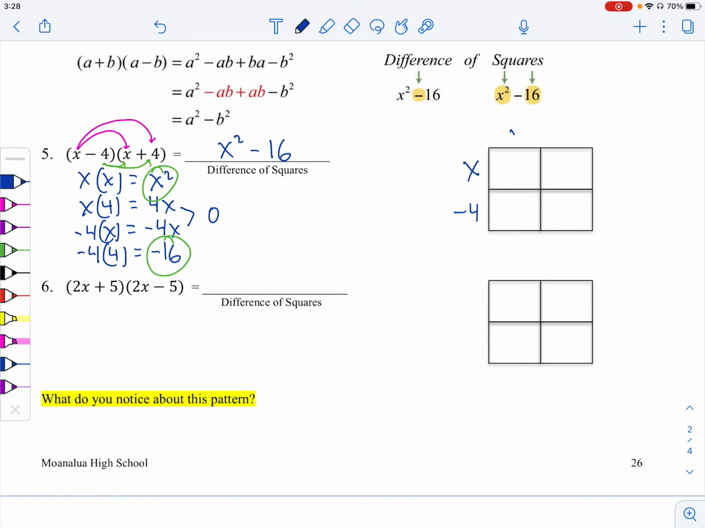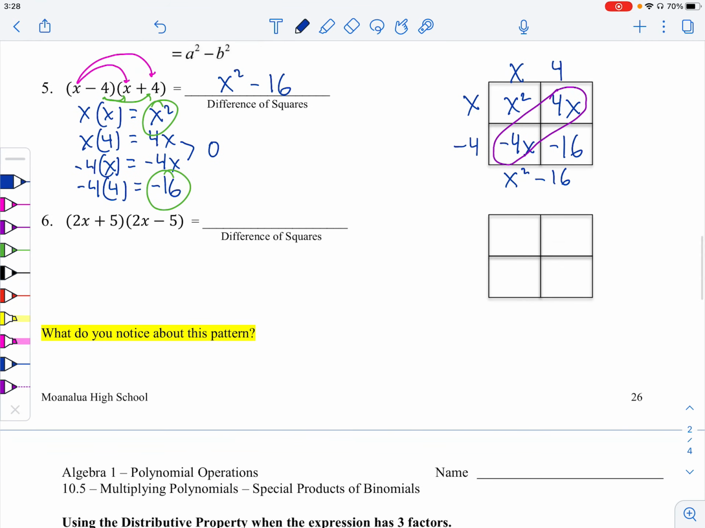x minus 4, x positive 4. x squared, x times 4 is 4x. Negative 4 times x, negative 4x. Negative 4 times 4, negative 16. And then our middle terms will combine again, and they cancel. So we're just left with x squared minus 16. That's our answer.